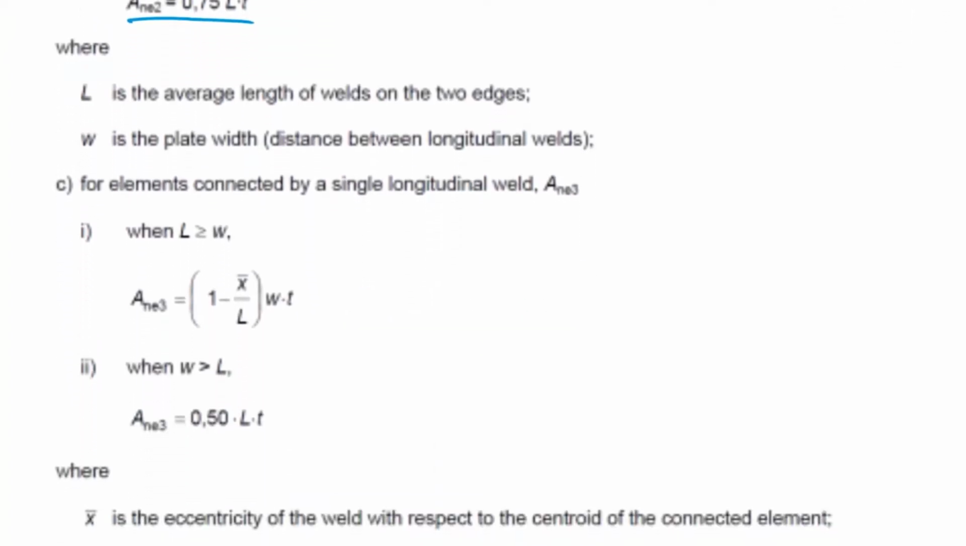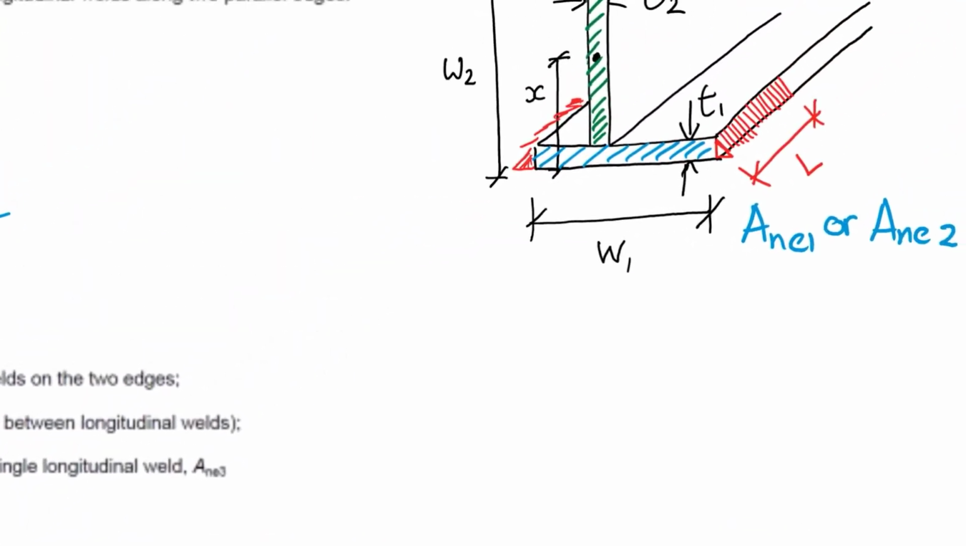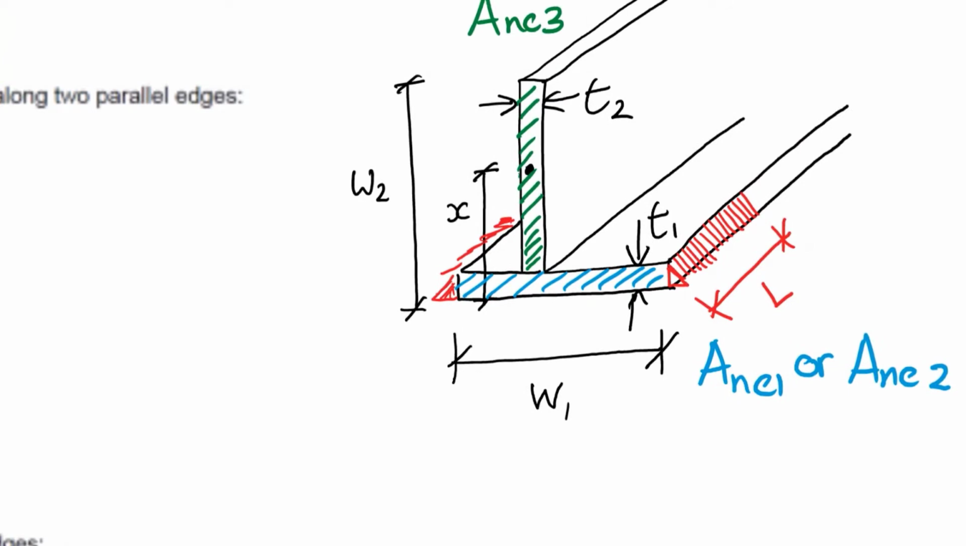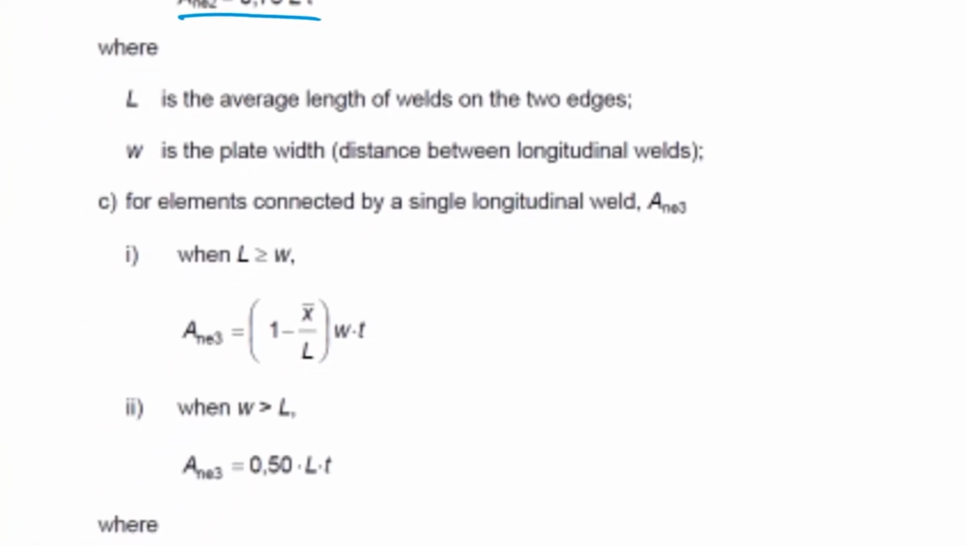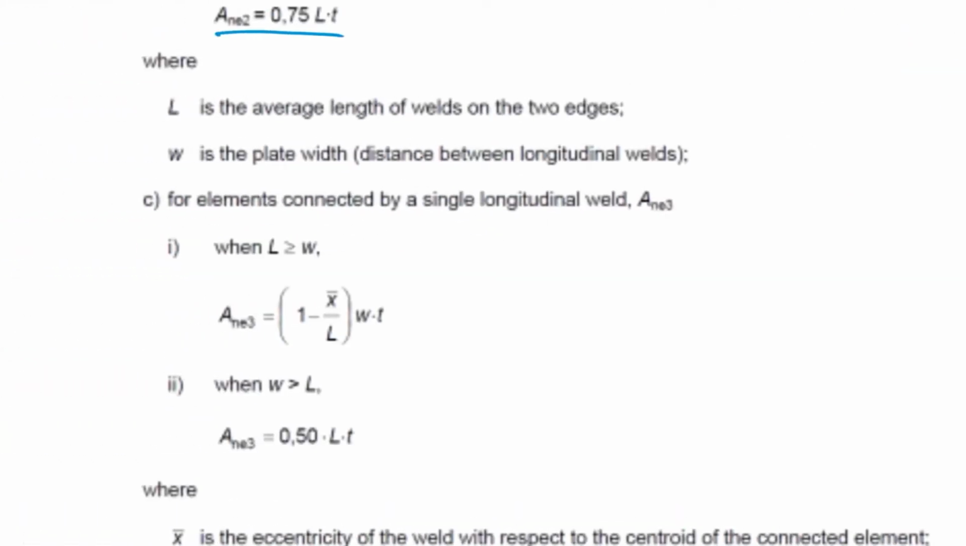Now, for elements connected by a single longitudinal weld. So this is this green area. It's everything sticking outside of the blue connected area. And so when L is greater than W, you need to start looking at how to calculate this. You've got an ANE3 value here, where the ANE3 is the area, that green area, adjusted for shear lag as well, so it will be less than that total area.